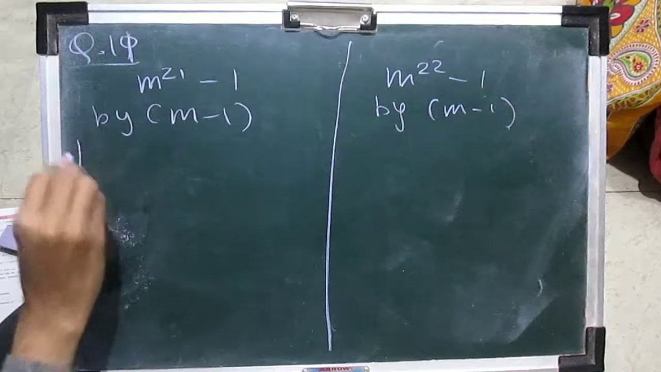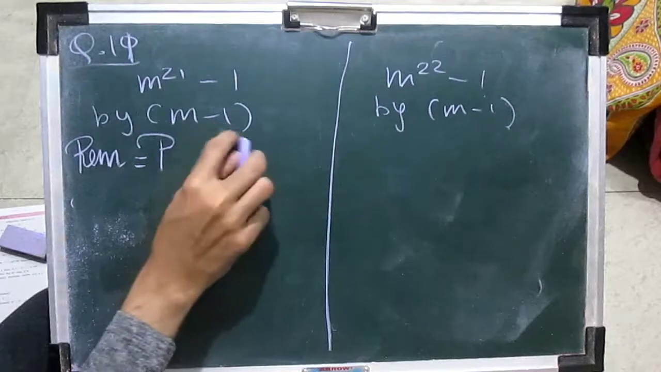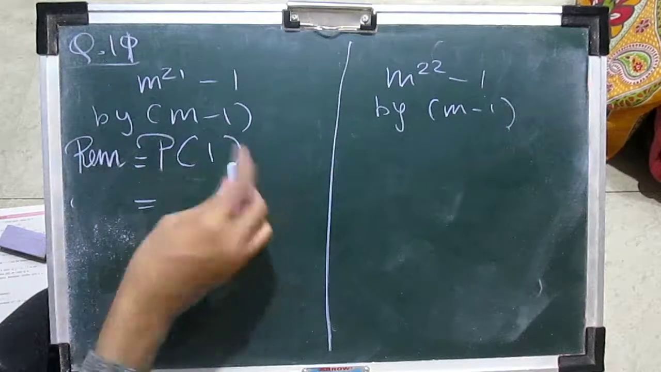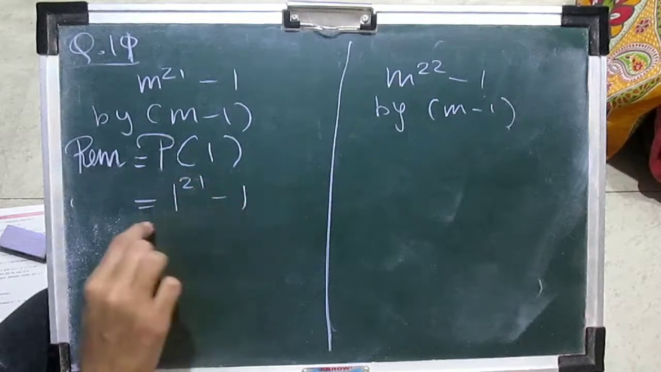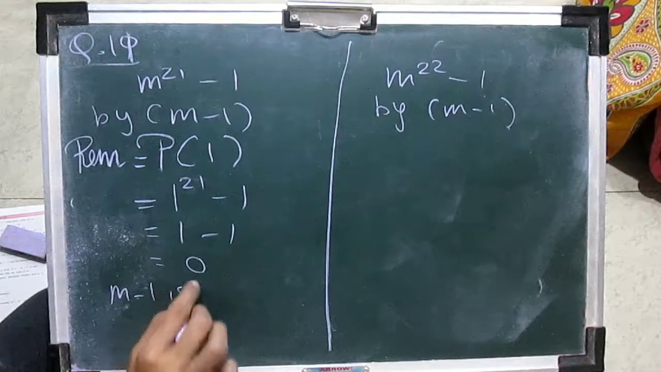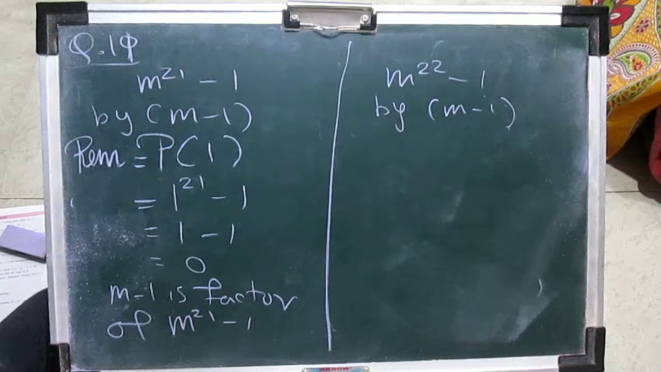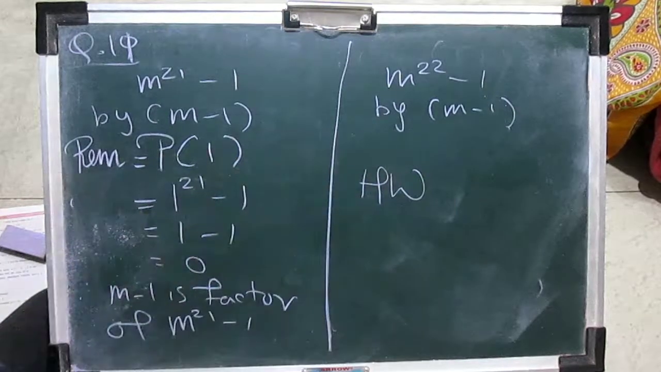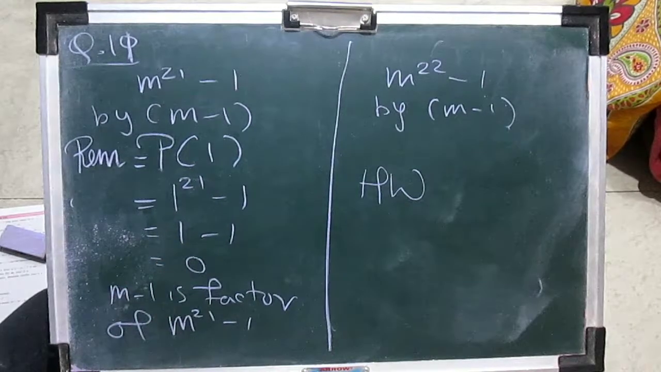When it is divided, the remainder is the value of the polynomial. If it is divided by m minus 1, it is at 1. The polynomial is m raised to 21 minus 1. In place of m, I am supposed to write 1. So 1 raised to 21 minus 1 is 1 minus 1, which is equal to 0. Therefore, m minus 1 is a factor of m raised to 21 minus 1, since the remainder is 0. The other one will be homework. You can do it on the same line. It is 1 raised to 22 minus 1, 1 minus 1, 0, nothing else. Getting the idea?